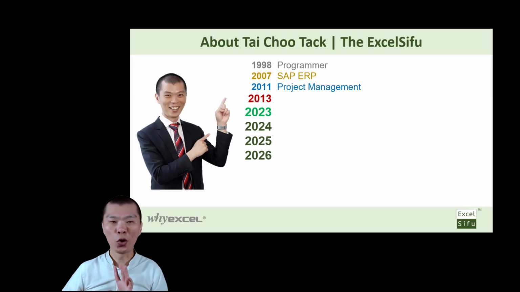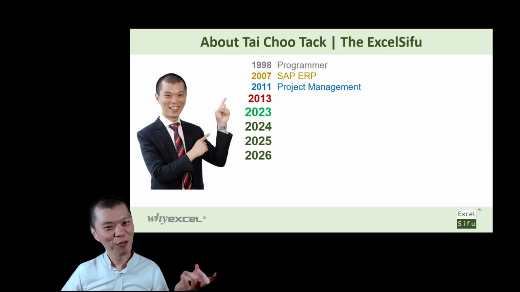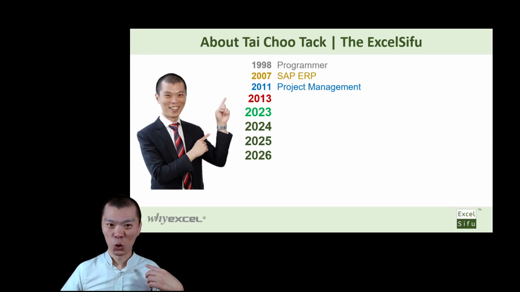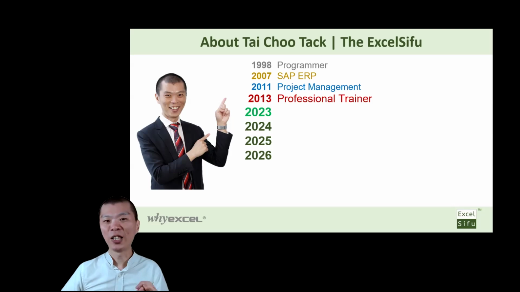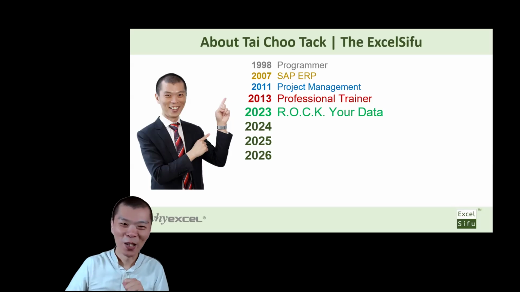Then I moved on to project management. That's when I realized the importance of fast and accurate reports. If there is any delay, the management may not be able to make good decisions. So there are ways to make it faster and easier. In 2013, my life changed. I was retrenched and I became a trainer until today. Then I got my first book published, called Rock of Data. That was a very proud moment for me. I held the book like my newborn baby.